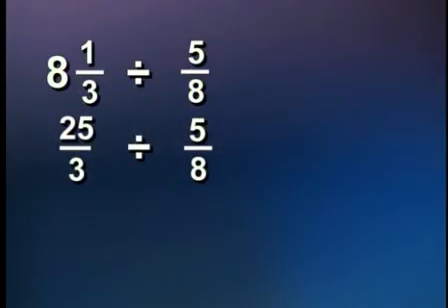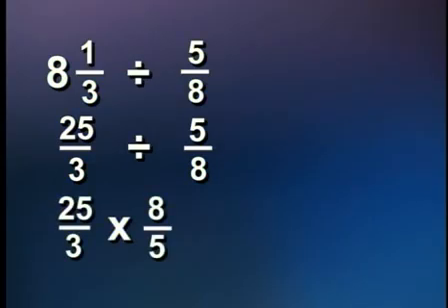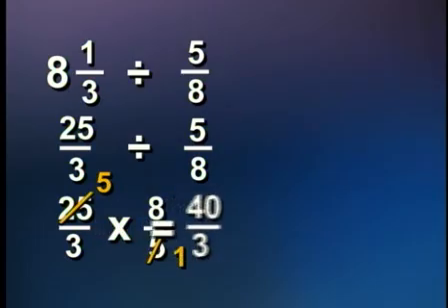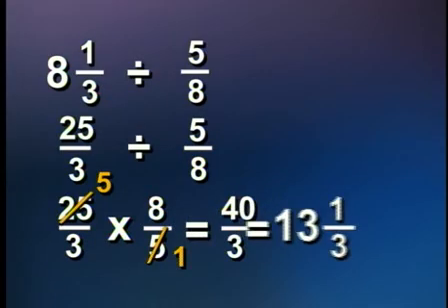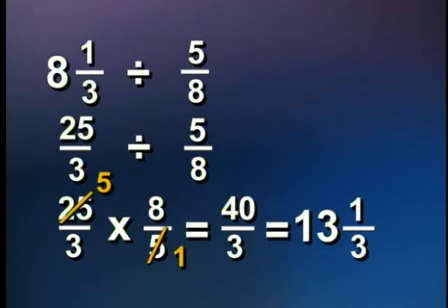Now that we have fractions, our next step is dividing by a number is the same as multiplying by its reciprocal. Well, let's see. The reciprocal of 5/8 is 8/5. So now we have a multiplication problem, 25/3 times 8/5. We cancel, dividing both 25 and 5 by 5. Multiply numerators, multiply denominators, we get 40/3. That's an improper fraction. We simplify and get 13 1/3.